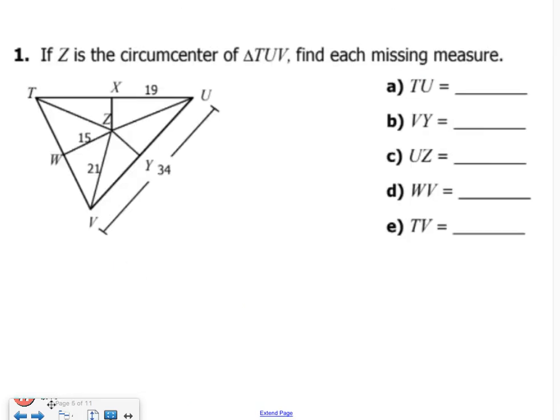Okay, let's see if we can find all of these lengths now. How can we find TU? Is he right? 19. What about BY? 34 divided by 2? Yeah. 17.